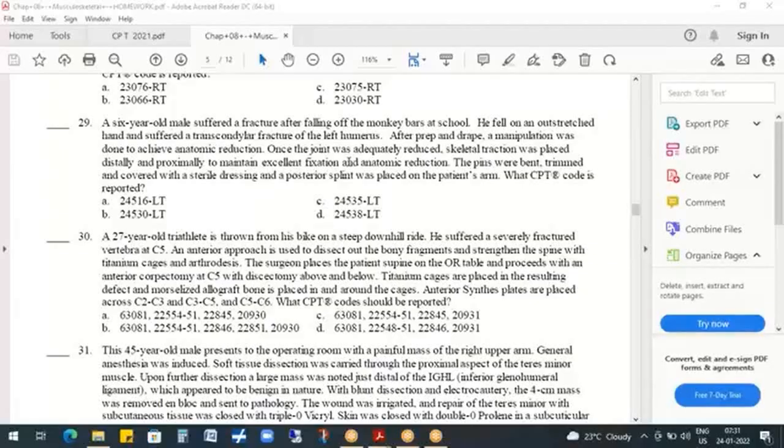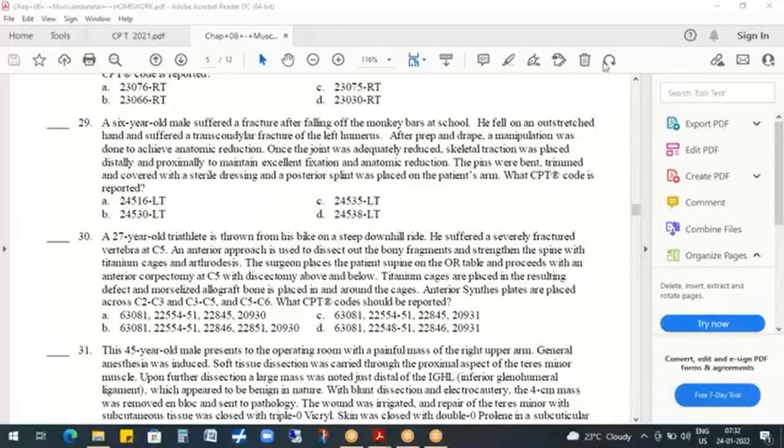Yes, what is your answer then? 24535, sir. Everyone 24535. Someone coded 24538. Who is that? Susmita, why did you code 24538? May I know?